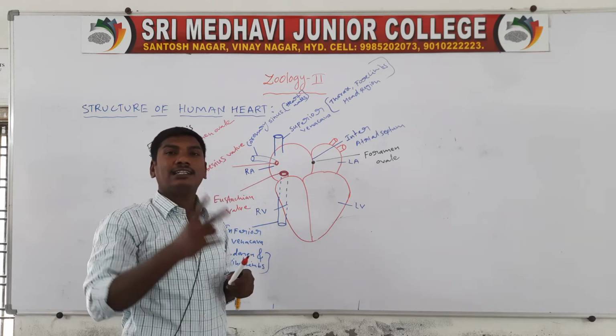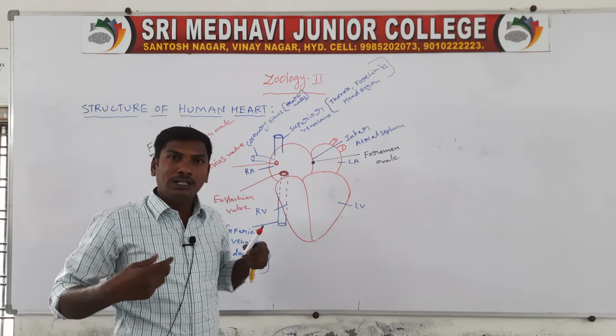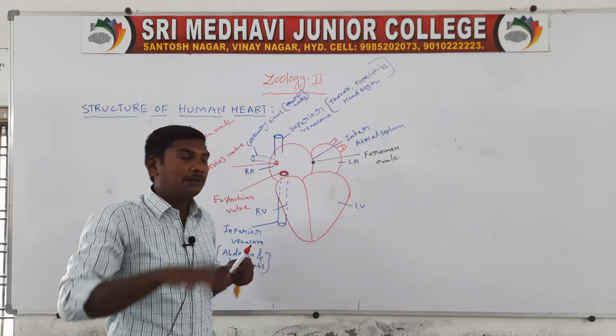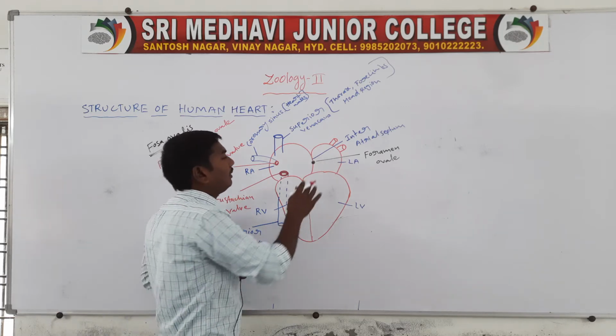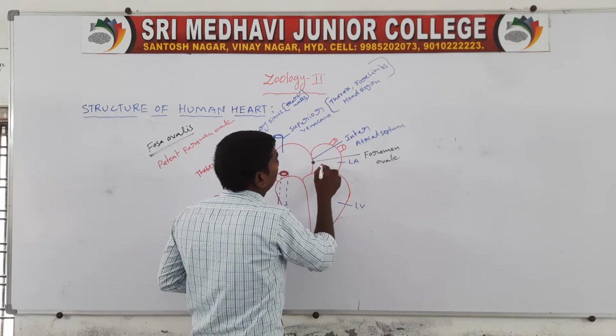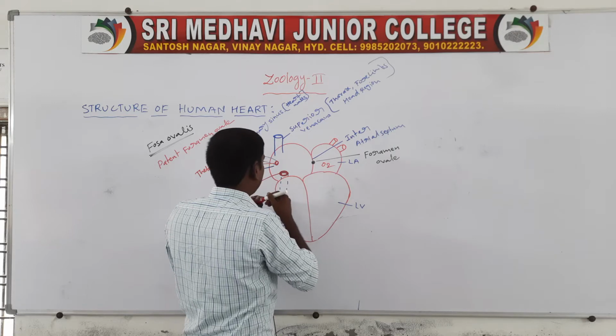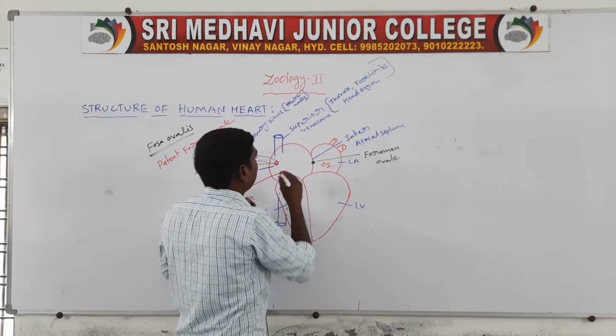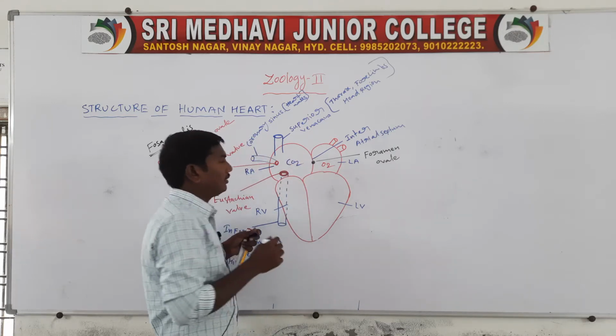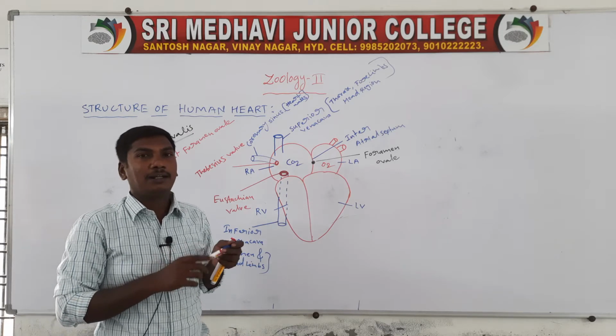Each lung gives rise to two pulmonary veins. Two lungs, 2 plus 2, four pulmonary veins collecting oxygenated blood. This is oxygenated blood, and these are the deoxygenated blood.